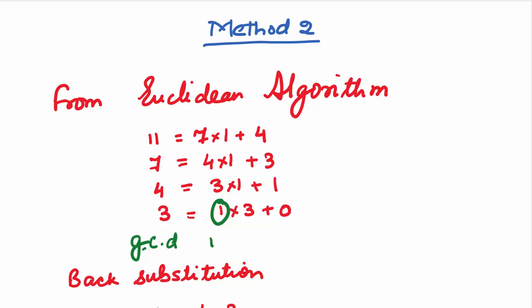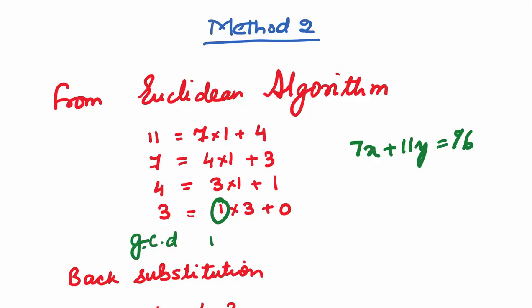If we use the Euclidean algorithm, from the equation 7x plus 11y is equal to 76, if we take the bigger integer 11 divided by 7 and use the division algorithm, we'll get 11 is equal to 7 into 1 plus 4, 7 is equal to 4 into 1 plus 3, 4 is equal to 3 into 1 plus 1, and 3 is equal to 1 into 3 plus 0. We get the GCD as 1.